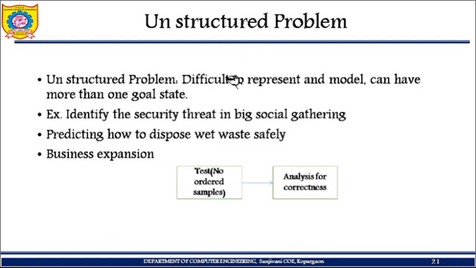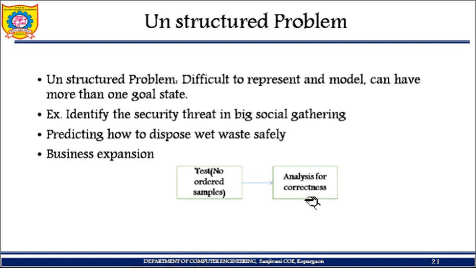In case of unstructured problems, you will have no ordered samples. Your testing samples will not have any kind of order. And here you are testing for correctness. These kinds of problems are difficult to represent or model. They may have more than one goal state also. These are unstructured problems. For example, there's a big social gathering, let us say our gathering, and you want to identify security threats there. This is an unstructured problem.